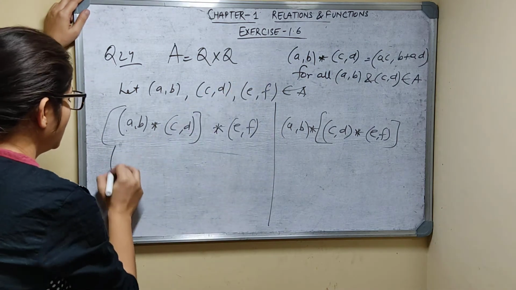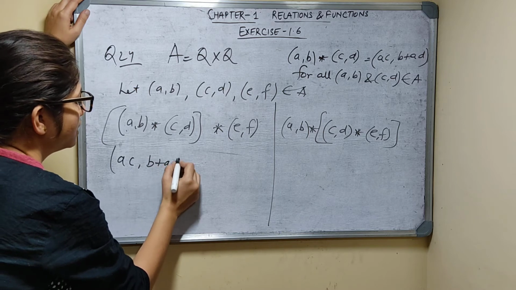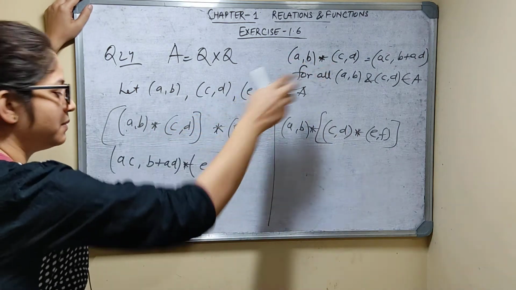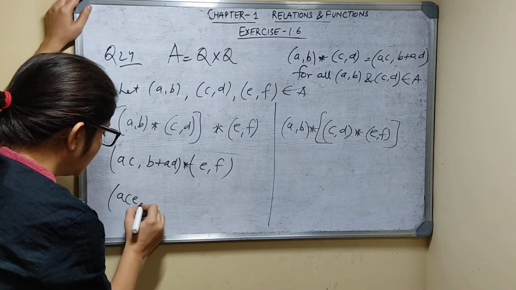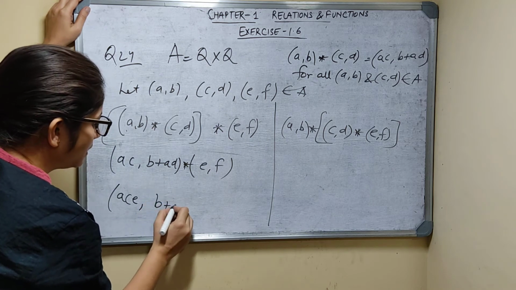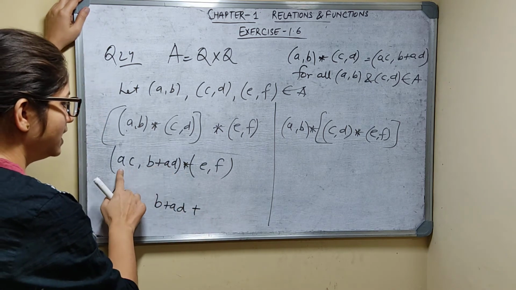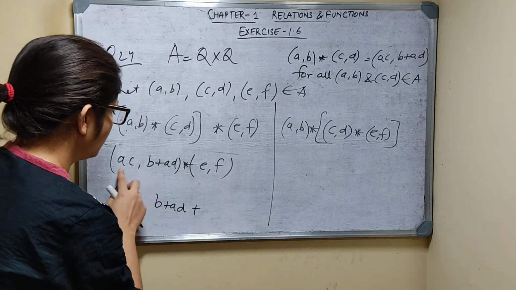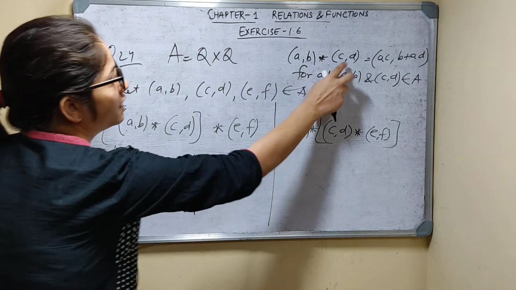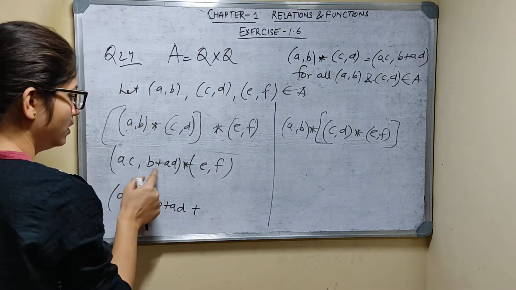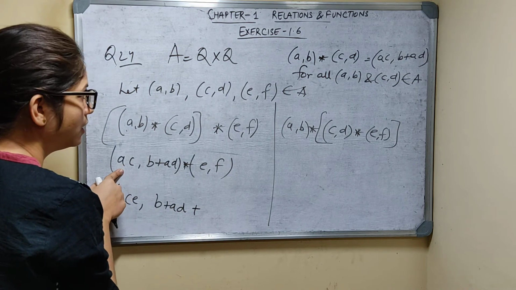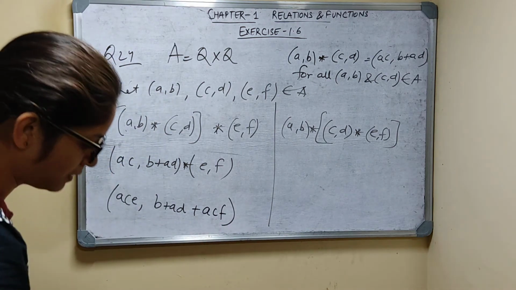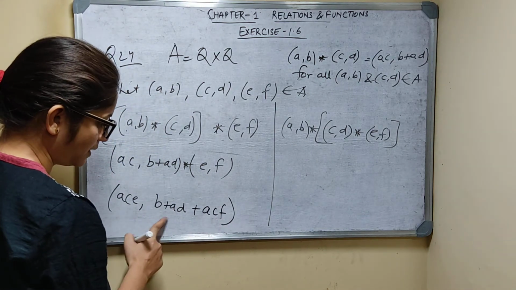So (a, b) star (c, d) is (ac, b plus ad), star (e, f). So you know (a, b) star (c, d) is (ac, b plus ad). So this into this, you will get (ace, (b plus ad) into e... plus ac into f). So ace, b plus ad, plus acf.